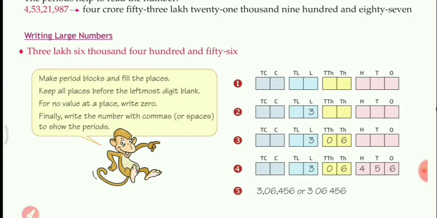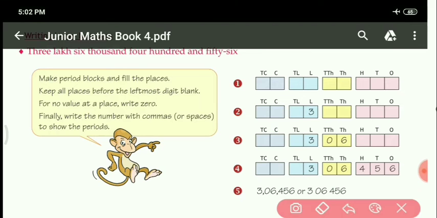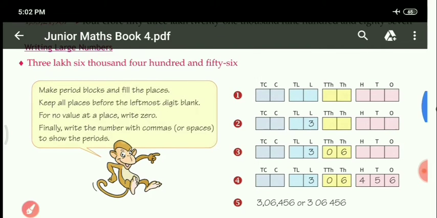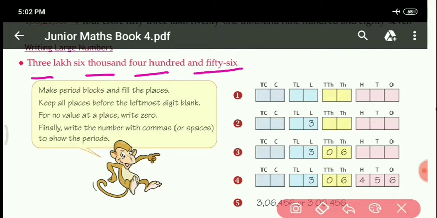As you can see here, another example, writing large numbers. What is given? 3,06,456. So first, make the place value chart. As I told you, the ones period has ones, tens, hundred places. The thousand period has 1000 and 10,000, then lakh and 10 lakh, and the crore period has crore and 10 crore.